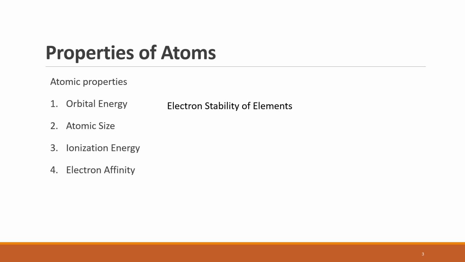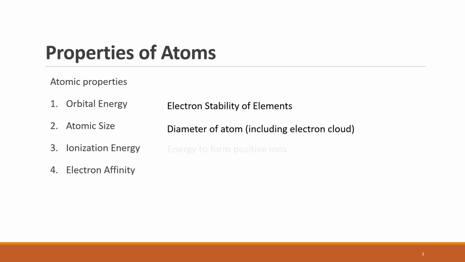Atomic size. So for atomic size, what we're talking about is the diameter of an atom, and that's including the electron cloud. So we'll look at how to predict atomic size based off of where the atoms are on the periodic table. We'll also relate that to ionic size as well. So if we have cations or anions, how that changes their diameters.